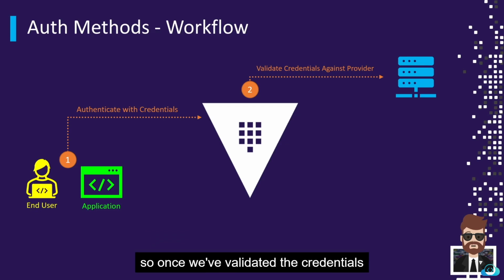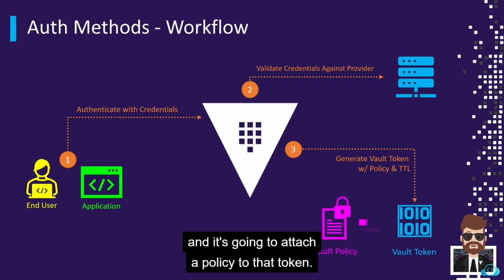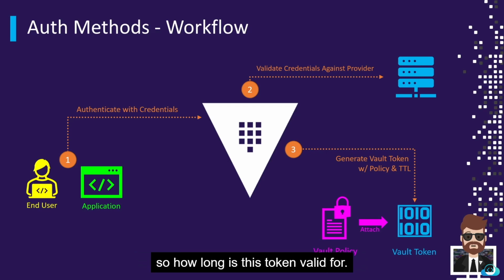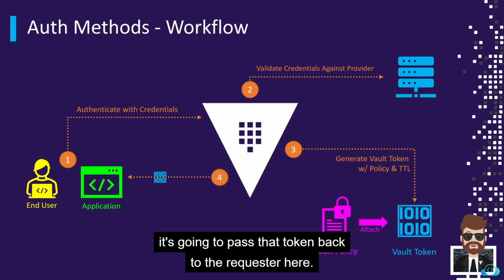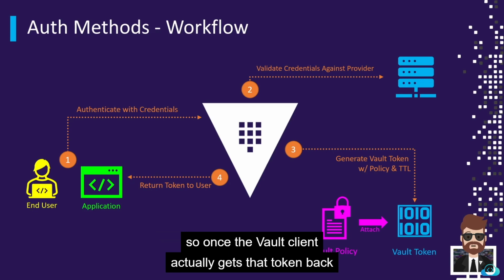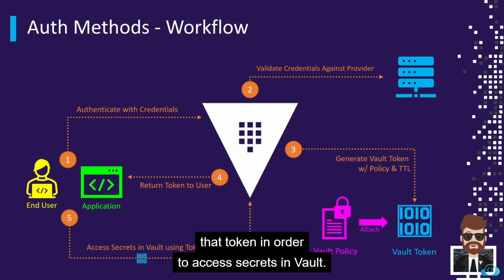All right, so once we validated the credentials against the provider, Vault is going to generate a Vault token and it's going to attach a policy to that token. It's also going to attach a TTL to that policy as well. So, how long is this token valid for? Now, once it's done that, it's going to pass that token back to the requester here, our Vault client. It's going to return that token to the user. All right, so once the Vault client actually gets that token back from Vault, then that end user or application can use that token in order to access secrets in Vault.